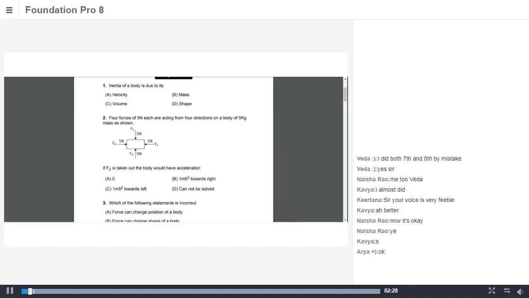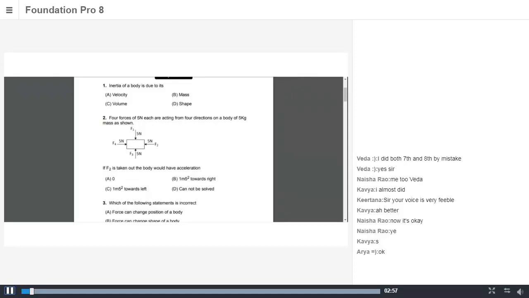Okay, fine, sure. So now let's look at the second question. This is something which we have discussed in the last class. Four forces of 5 Newton each are acting from 4 directions on a body of 5 kg mass as shown, right? So if F2 is taken out, the body would have acceleration. So if F2 is taken out, what is the net force? If all the forces are acting on the body, what is the net force acting on the body?